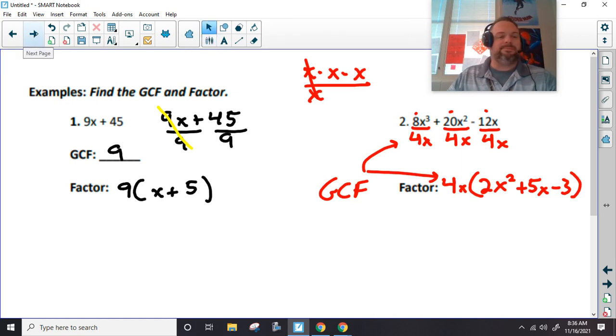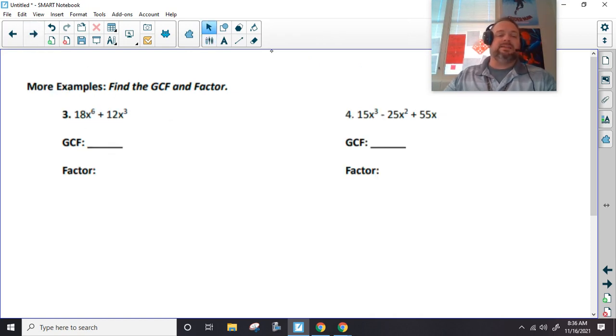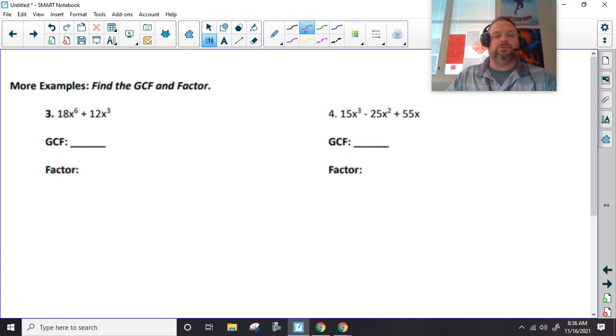All right. Let's look at this one. So let's look at our numbers. We got 18 and 12. What is the biggest number that's going to divide both of them? 6. Okay.